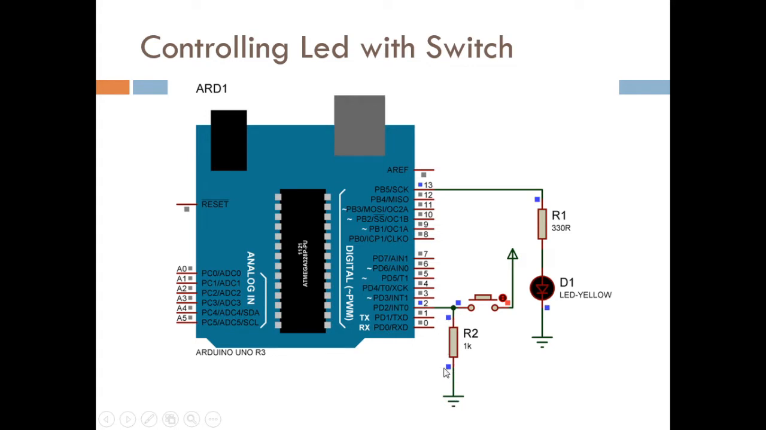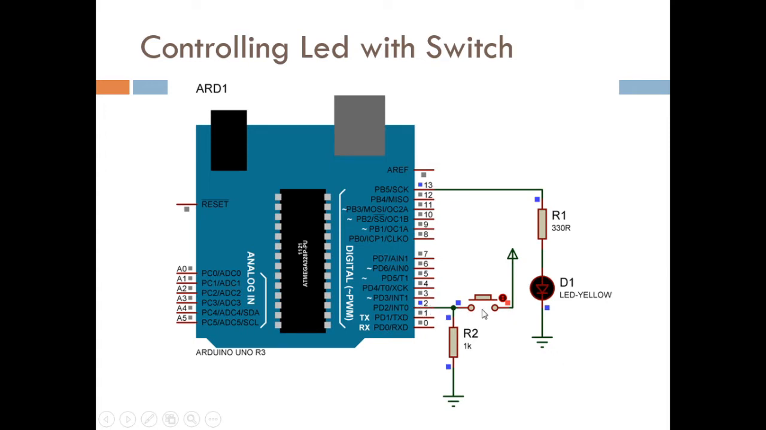So what is the purpose of using this high value resistor? When I am pressing this switch, what will happen? This VCC or the power will be connected to pin number 2. But when I am releasing this switch, what will happen? This pin number 2 will be in floating state, or it is known as high impedance state.